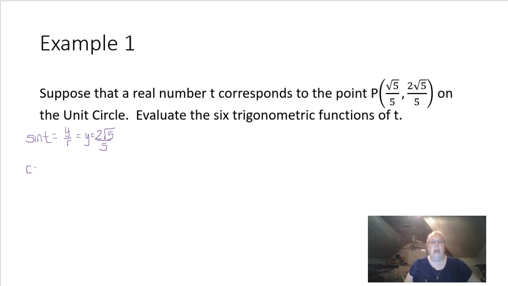The cosine of t is defined to be x divided by r, but again, the radius on the unit circle is 1, so this is just going to be x, and that is, in this case, square root of 5 over 5.